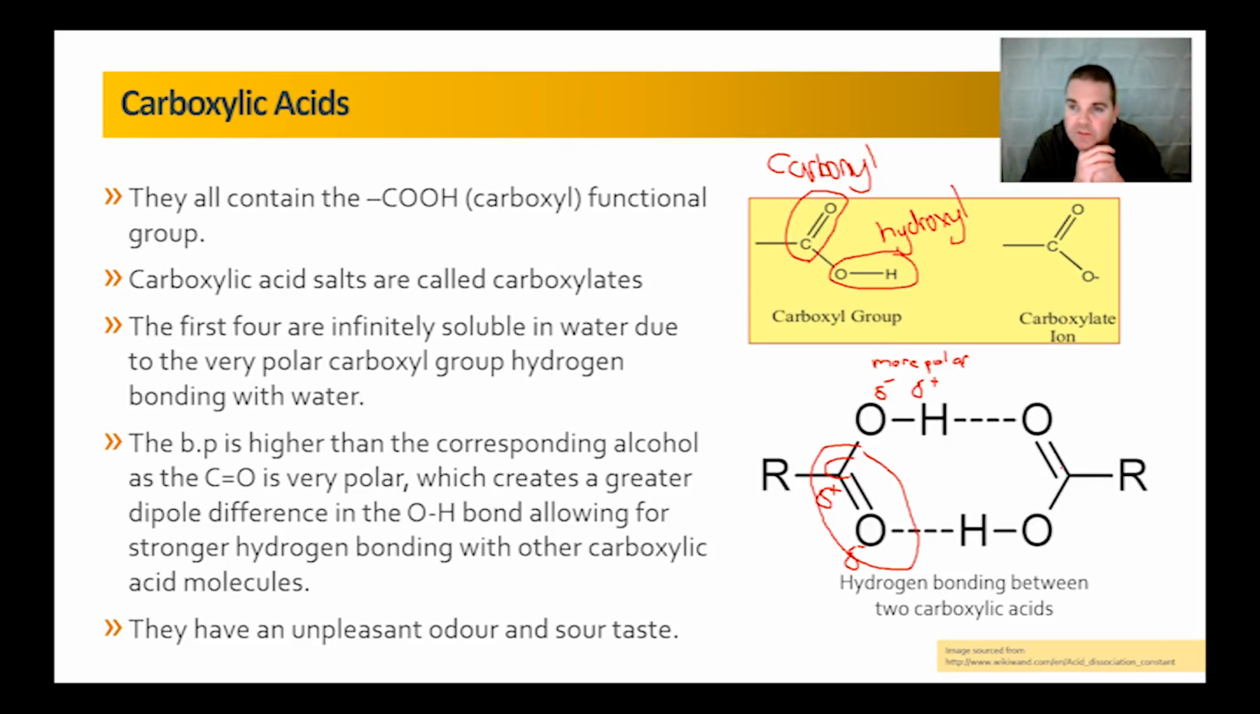Now, they have an unpleasant odour and taste. So the best one is butyric acid, which has a smell which you'll commonly find in vomit or parmesan cheese. That's a really good example. Ethanoic acid is actually vinegar as well, so that has quite a strong smell too, which some people don't quite like.